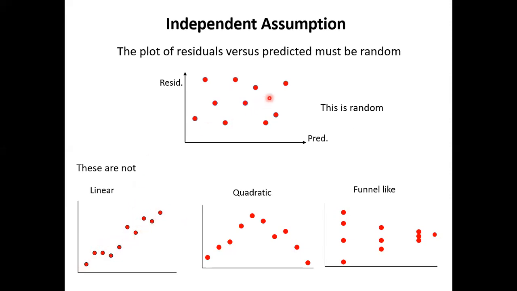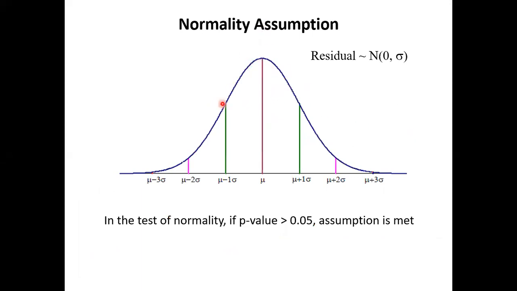In this class, we want the random pattern. Otherwise, the model is not valid. We may want to do some transformation. Let's see some examples later. And residuals must be normally distributed. We've seen many examples of how to test for normality. For a large sample, more than 300, we just check the skewness and kurtosis. For small samples, we look at the p-value.